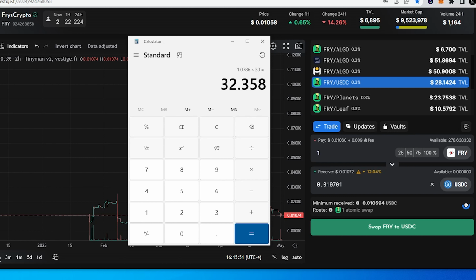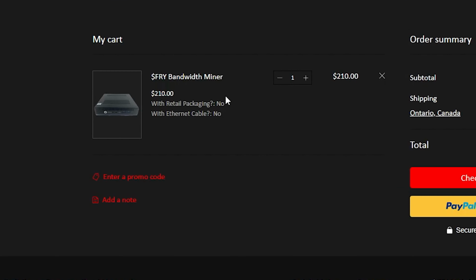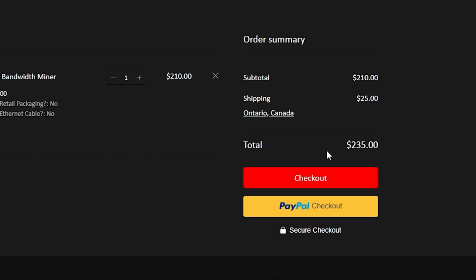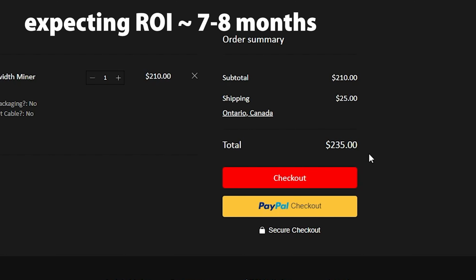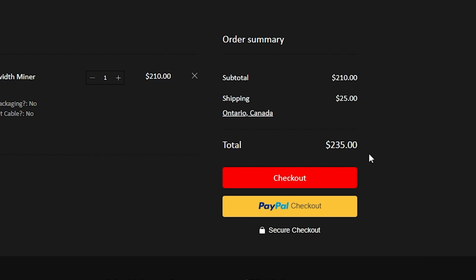And let's take a look at the cost of a miner. So the cost of a miner is $210. Okay, and so the total price is gonna be about $235. It's a flat rate of shipping, $25 worldwide, which is great. I'm in Canada, but this is all in US pricing. Everything I'm doing is in US. So in about 7-8 months, you'll get a full ROI and it's pure profit after that. And that's assuming that the price doesn't do anything, it stays at a penny.